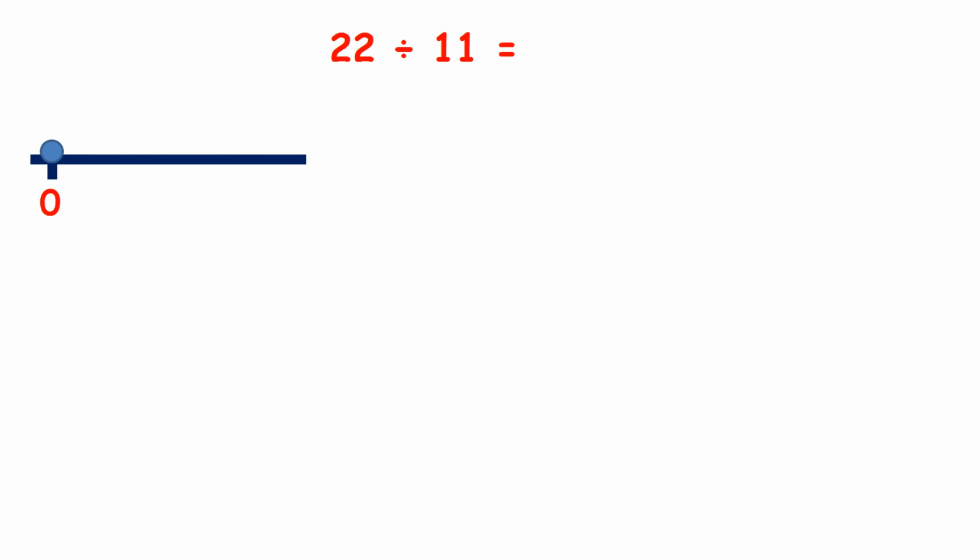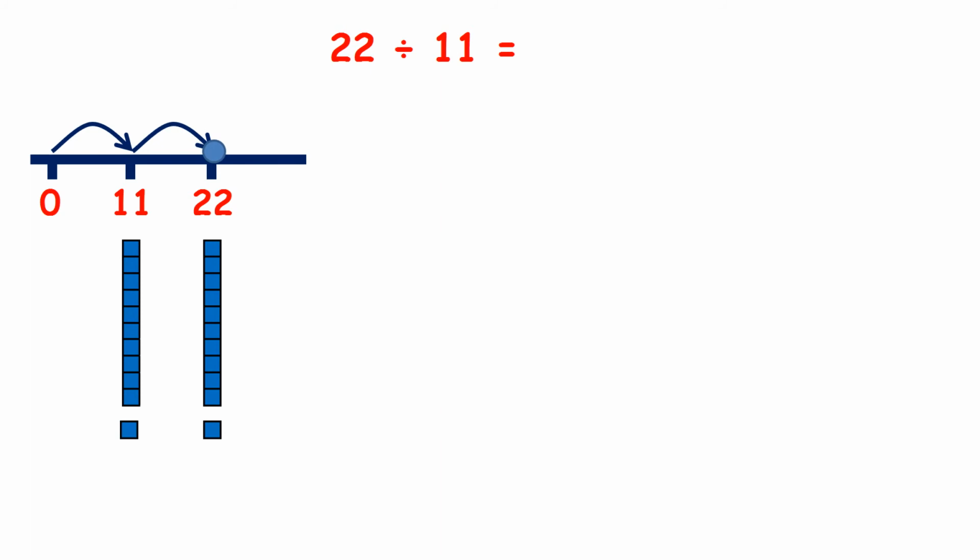So what is 22 divided by 11? We can count up 11, 22, and that's 2 jumps, so our answer is 2. But again, if we know that 2 times 11 is 22, we don't really need a number line, because we know that 22 divided by 11 is 2.